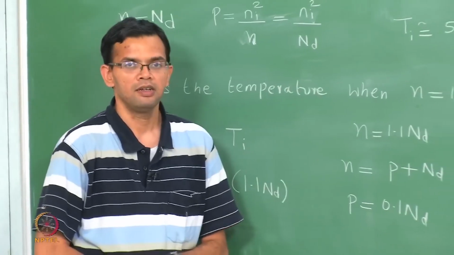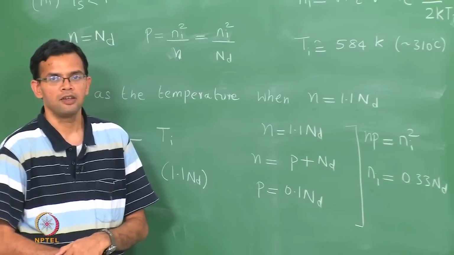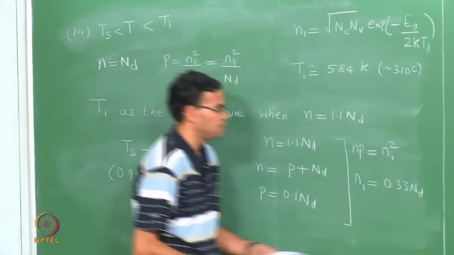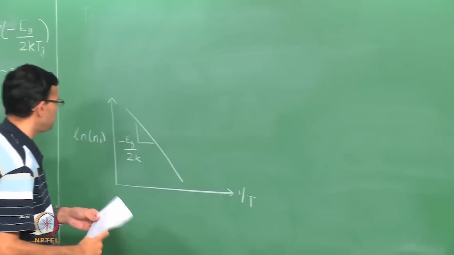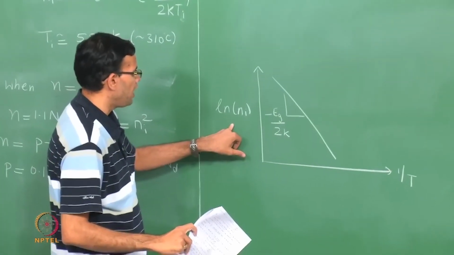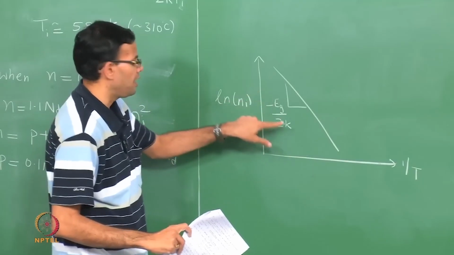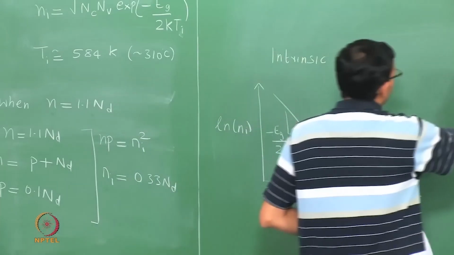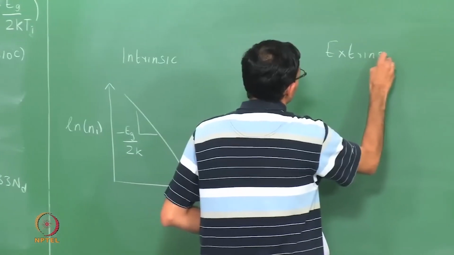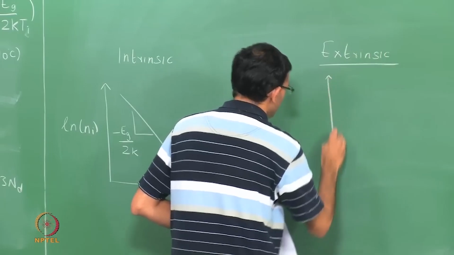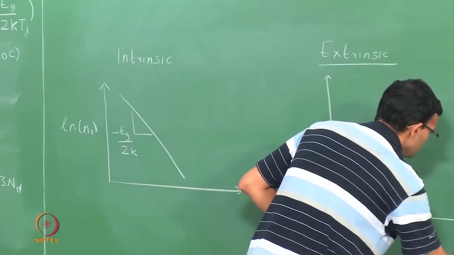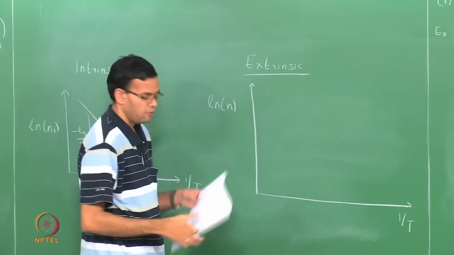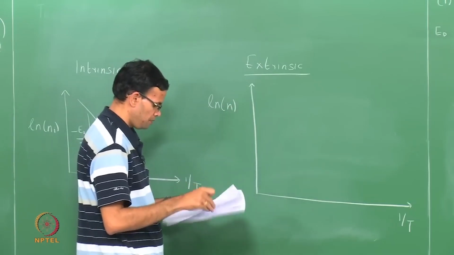If we put these numbers together and did a plot of the log of the carrier concentration versus 1 over T, we can compare that to your intrinsic semiconductor. In the case of an intrinsic, we have already done this before. Log of n versus 1 over T is just a straight line with one slope. So, this is intrinsic. You can do the same for extrinsic. So, now instead of one slope we will have two slopes and we have three regimes.